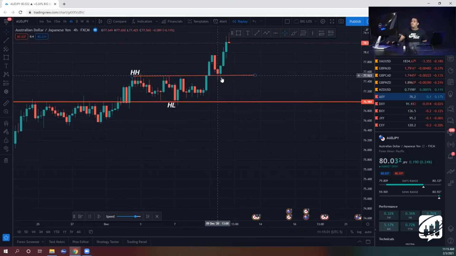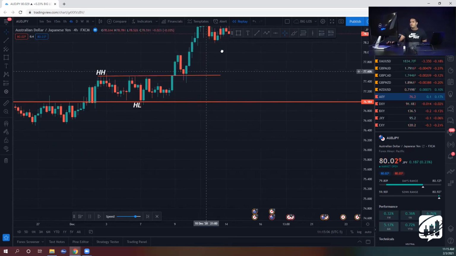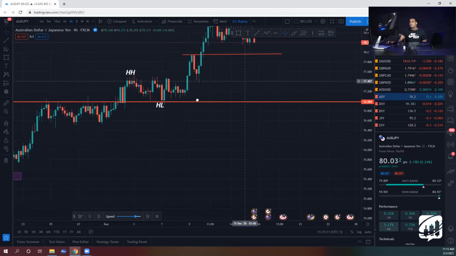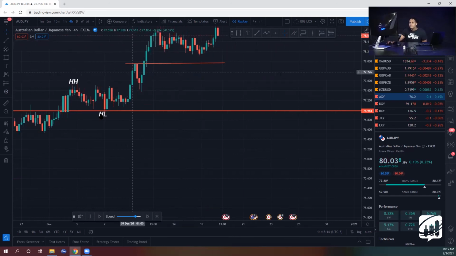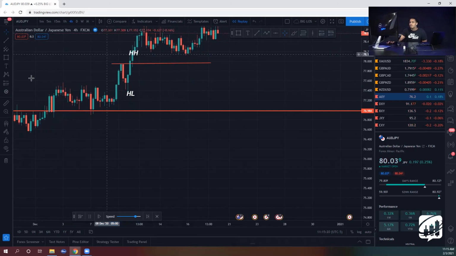Okay, boom, retest, take off. Now we have a new higher high. Put a line and wait for the retest. All right, but as we know, it could either retest the previous higher high or the previous higher low.